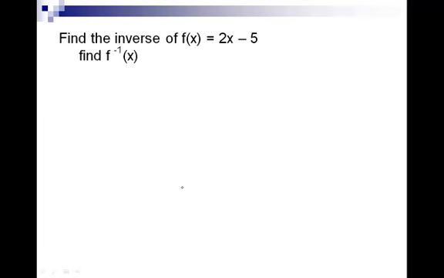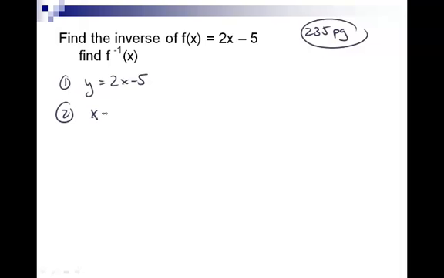So now instead of being given two functions and having to determine whether or not they are inverses, I'm given one function and I want to find the inverse. So you can see that step 1 on page 235 again says to replace f of x with y. So I'm going to rewrite this as y equals 2x minus 5.